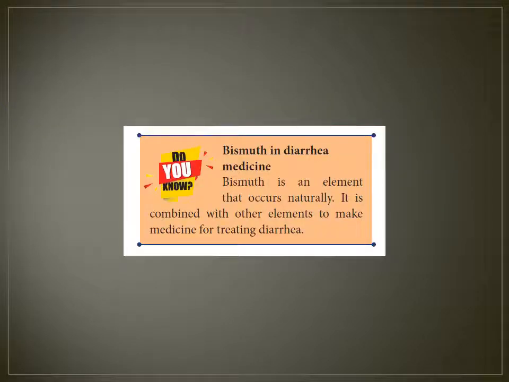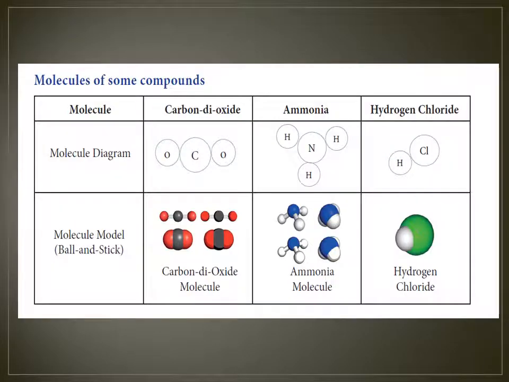Do you know bismuth is in diarrhea medicine? Bismuth is an element that occurs naturally. It is combined with other elements to make medicine for treating diarrhea. Molecules of some compounds: carbon dioxide, ammonia, hydrogen chloride. Molecular models, ball and stick, are given.